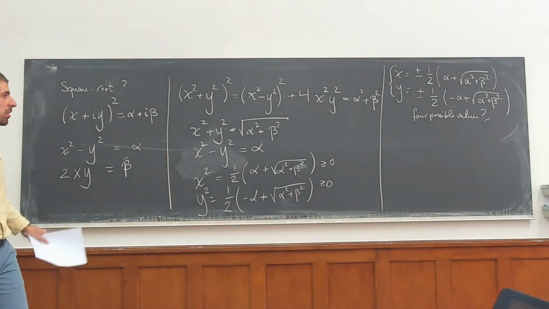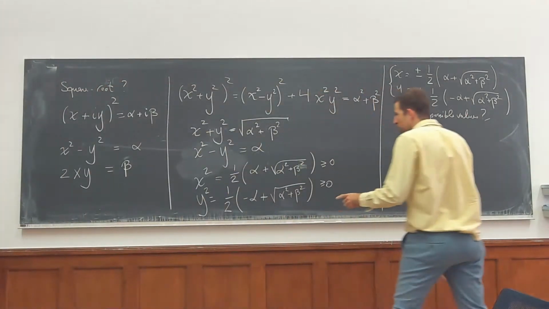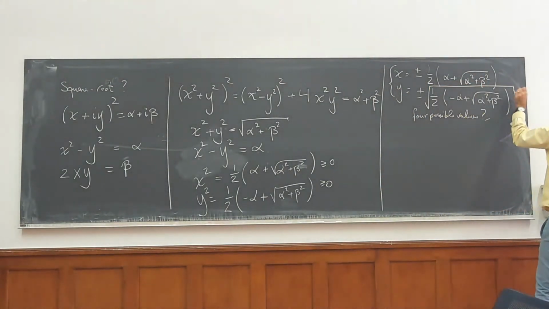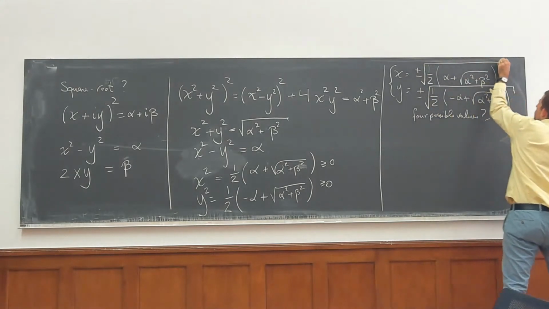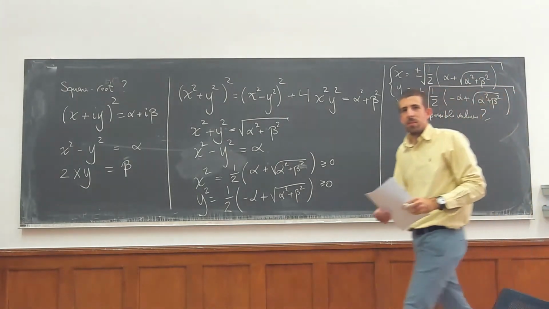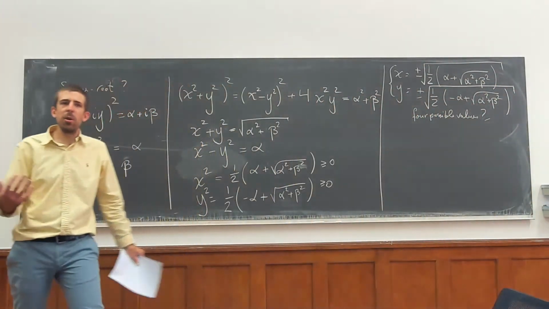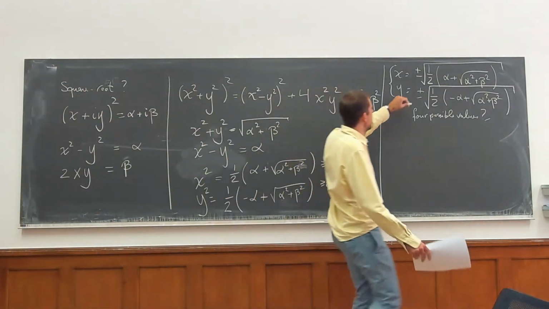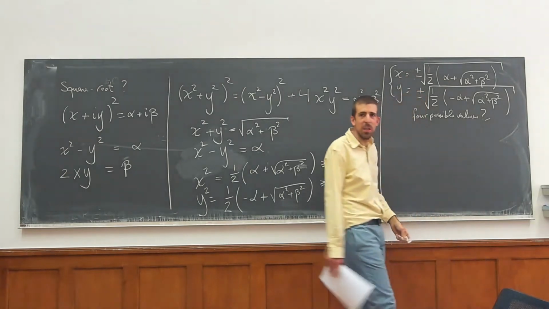Someone just wrote, of course there is a square root here and a square root there, thank you. Okay, but now it looks like we have 4 different values, because this can be plus or minus, and this can be plus or minus.